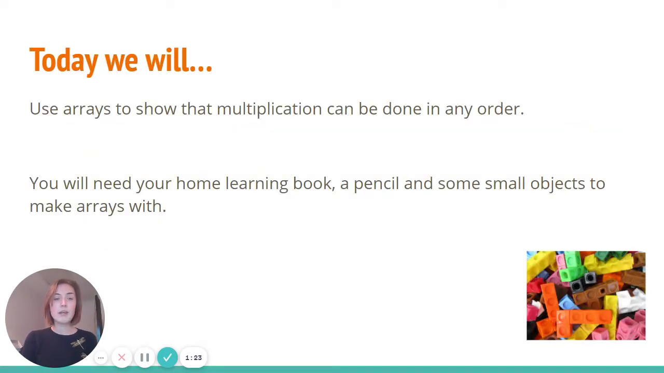So today we will be using arrays. If you think back to the start of home learning, we looked at arrays. We're going to use them today to show that multiplication can be done in any order. So you need 3 things. You need your home learning book, a pencil, and some small objects to make arrays with. It can be anything. If you've got little counters, little beads, bits of pasta, absolutely anything you can use to make some arrays.